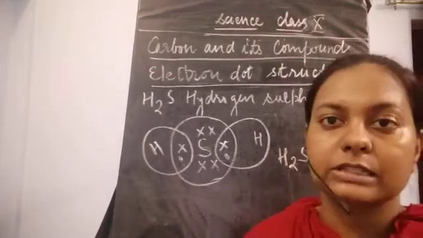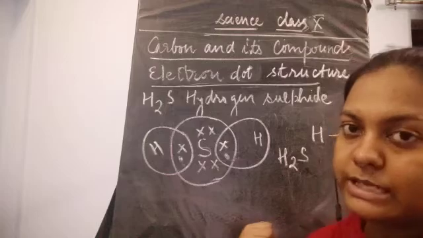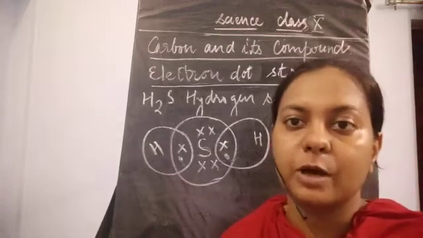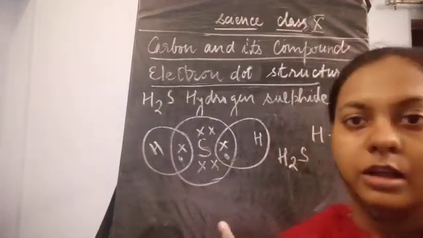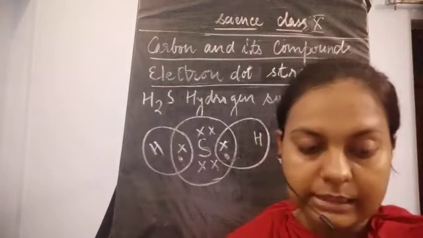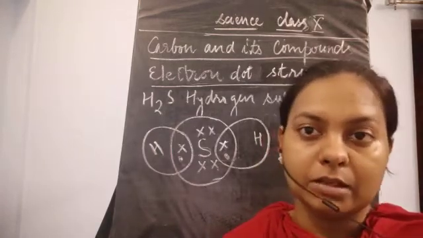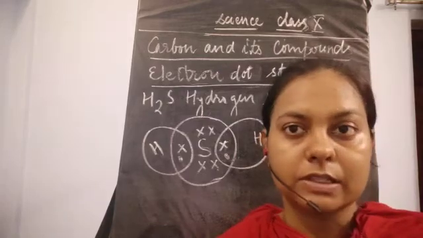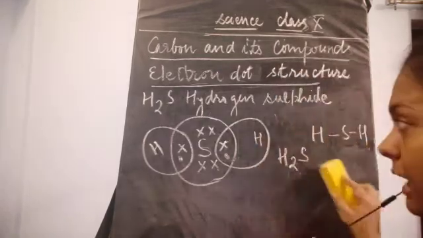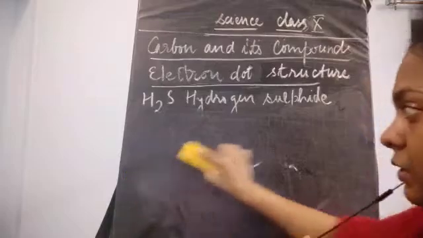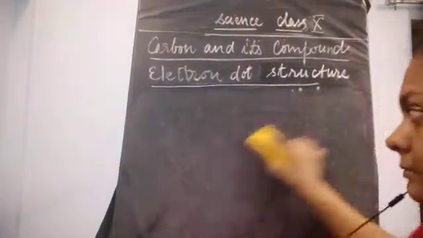Okay, so this is in the form of H2S, and this is one of the stable compounds formed by a single covalent bond. So this is an example of a molecule which is formed by single covalent bonding. Okay, so this is about H2S. Now I move on to the next molecule which I am going to form.